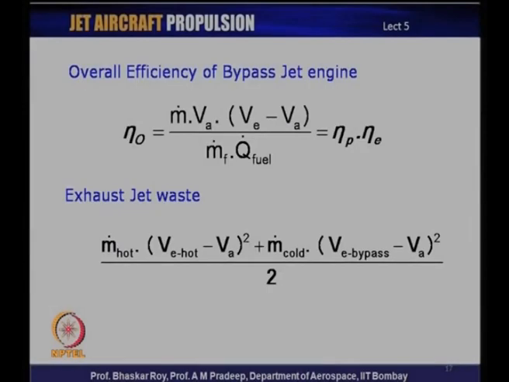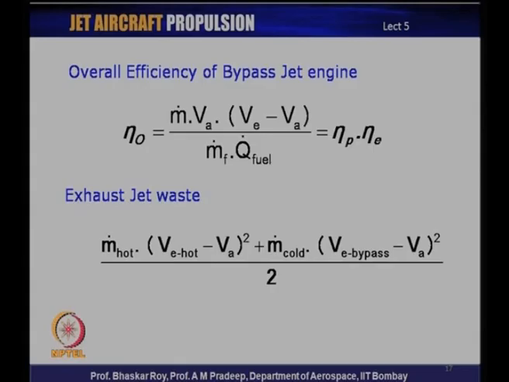The overall efficiency of a bypass jet engine can again be written down in terms of eta E, and as we know, this is a combination of propulsive efficiency and the energy efficiency, as we have done before, where the exhaust jet energy now has two components. One is the hot component and one is the cold component. Now, as you can see here, the cold component has very high mass flow, but very low jet energy. The hot component has very low mass flow, but very high jet energy of its own.